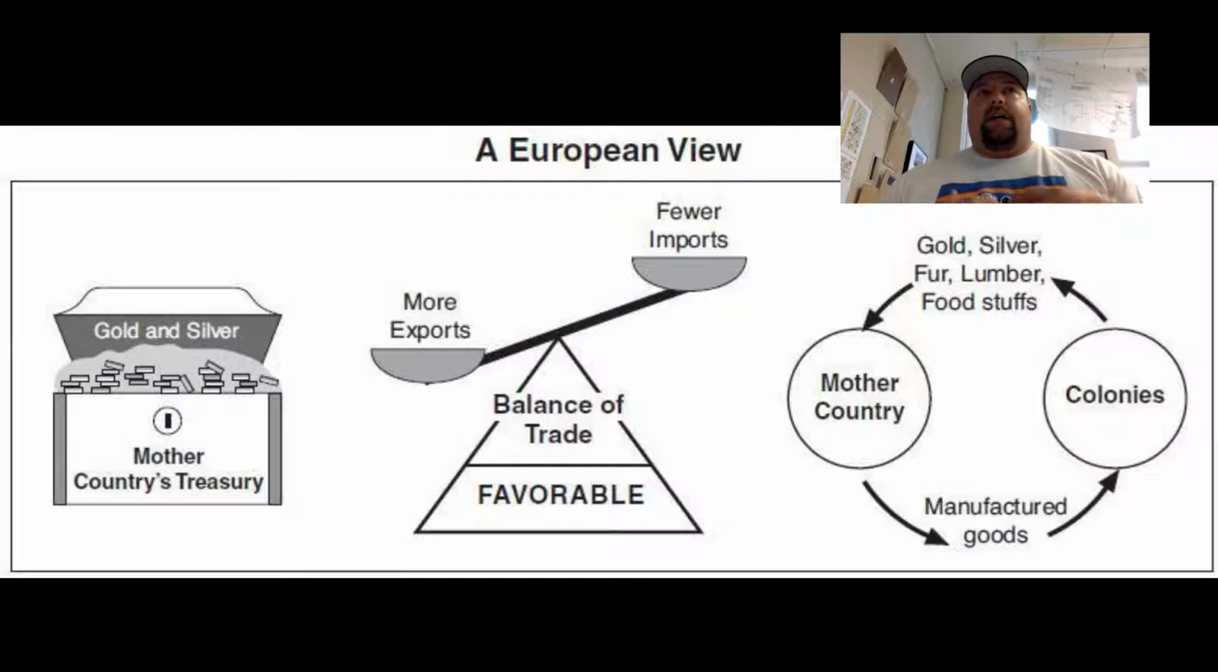Imports being things purchased from other countries that come into your country, exports being things that go out of your country and are sold to other countries. So exports are selling, imports are buying, and in order to have a trade surplus, you want to sell more than you buy. If you have a deficit, you buy more than you sell. So this was important to Great Britain to have that trade surplus. They wanted to export more than they imported.